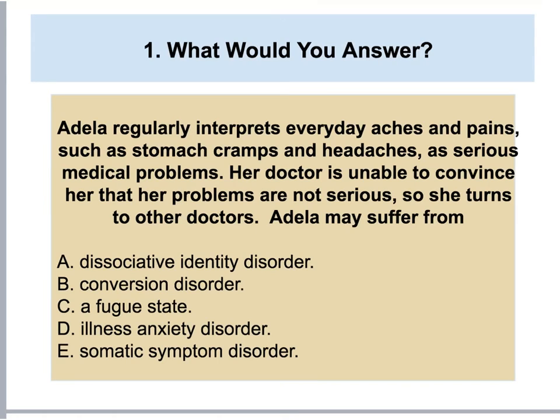All right, we can give you a little time to read through this question and lock in an answer. The names are always so interesting, so after reading through the scenario, what do you think would be the best answer? All right, hopefully you answered D, illness anxiety disorder, which is a subcategory of somatic symptom disorder.